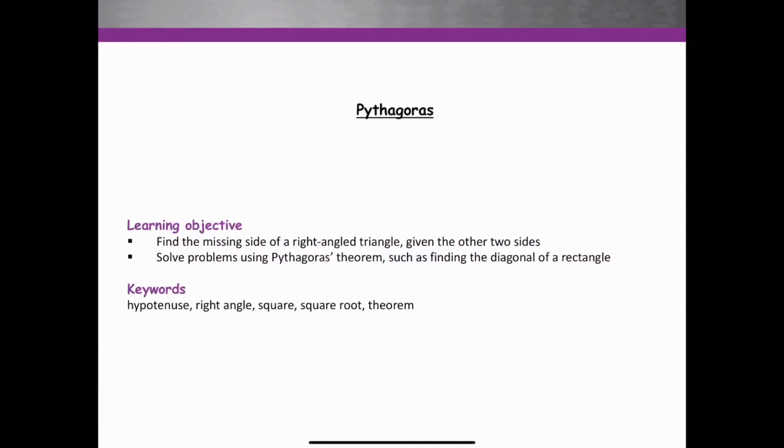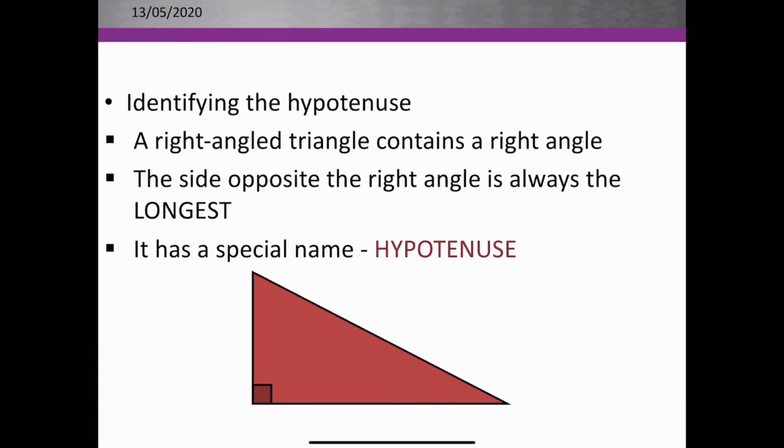So Pythagoras. The two things we're going to be using today are: find the missing side of a right angle triangle, given the other two sides, and solve problems using Pythagoras' theorem, such as find a diagonal of a rectangle. So the main thing is, this is the key word. Whenever you're doing Pythagoras, you're looking for the hypotenuse. Pythagoras' theorem can only be used when you've got a right angle triangle. And the opposite side of a right angle will always be the hypotenuse.